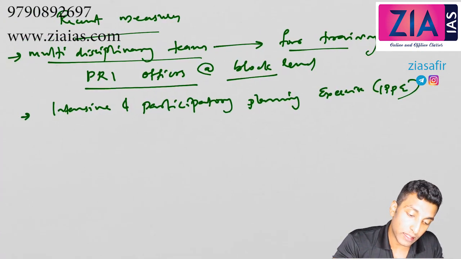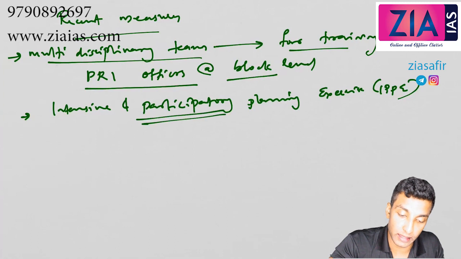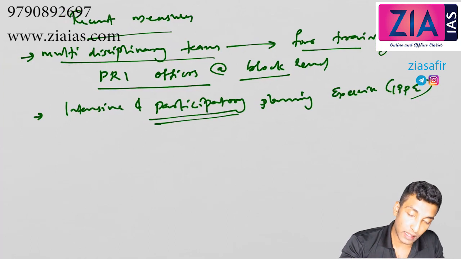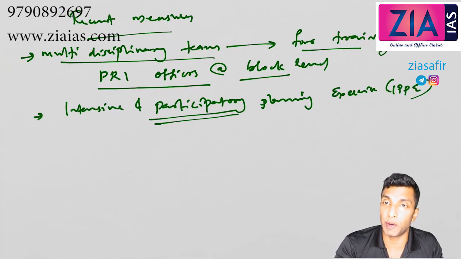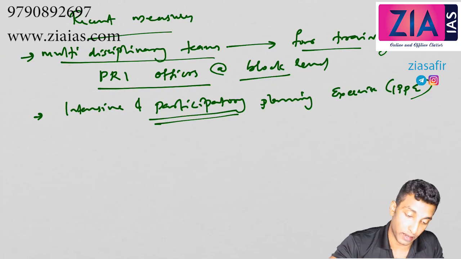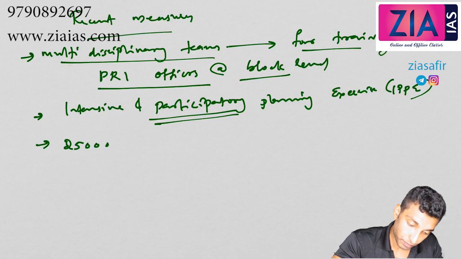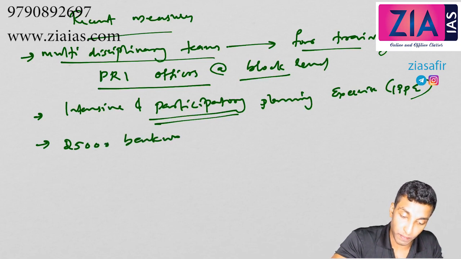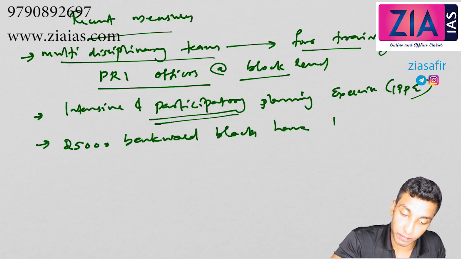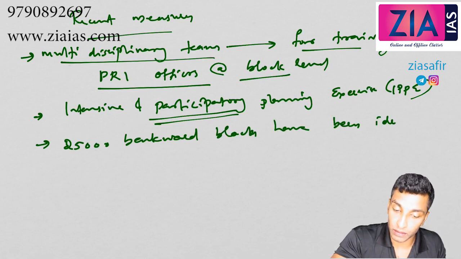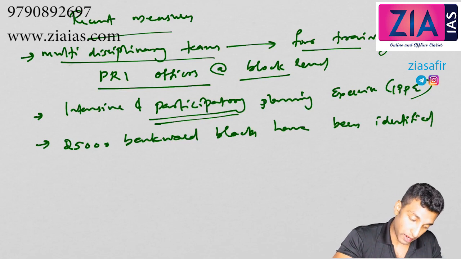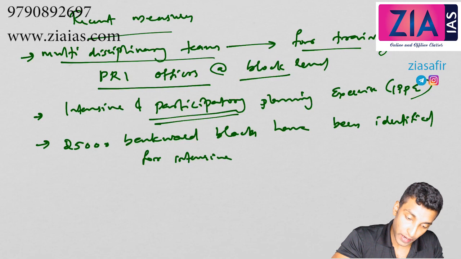IPPE. See here, the word itself, participatory planning exercise, means villages are also consulted. So the village participation is actually incorporated. That itself will tell you. 25,000 backward blocks have been identified. So you can write along with me: identified for intensive intervention.